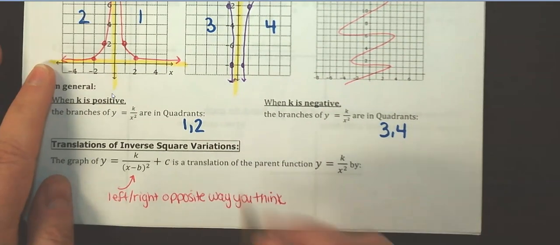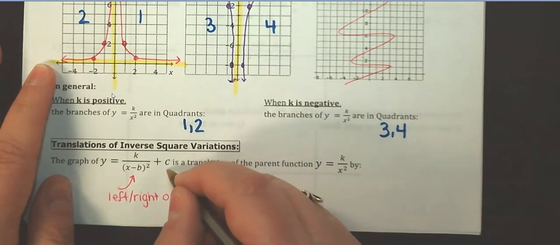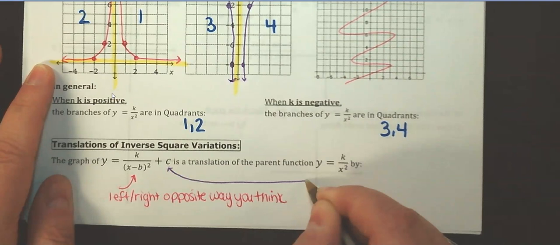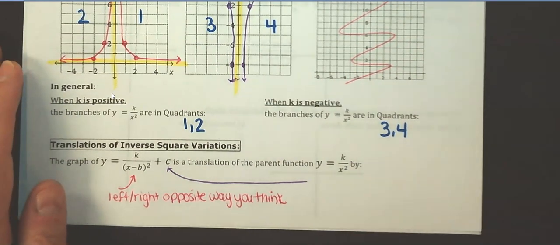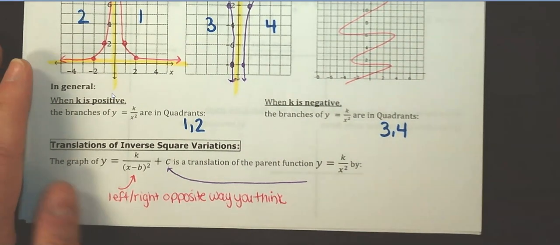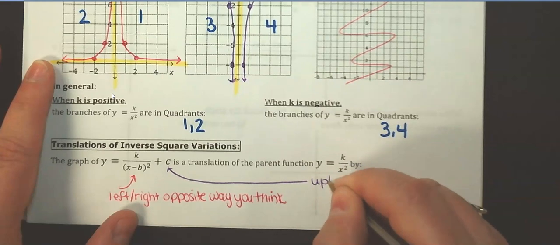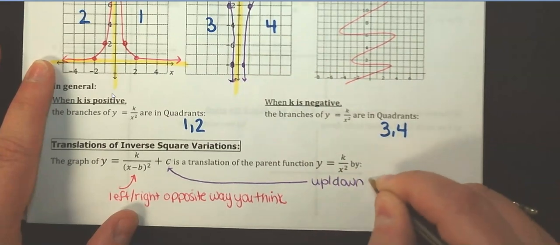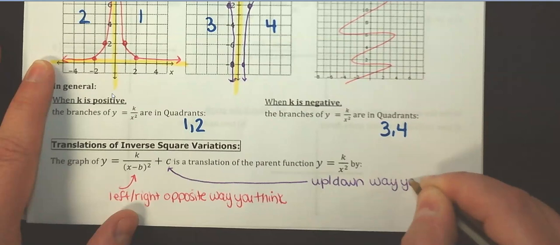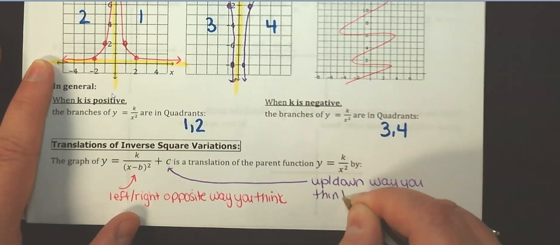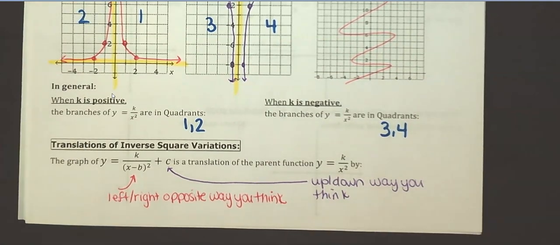And then, let me grab a different color. Whatever's to the side of the fraction, like completely not involved with the x, is going to affect the y. Outside the fraction, we're going up or down. And this will just be the way you think. So if it's plus 3, it's going to go up 3. If it's minus 5, it's going to go down 5. And those will affect your asymptotes there.